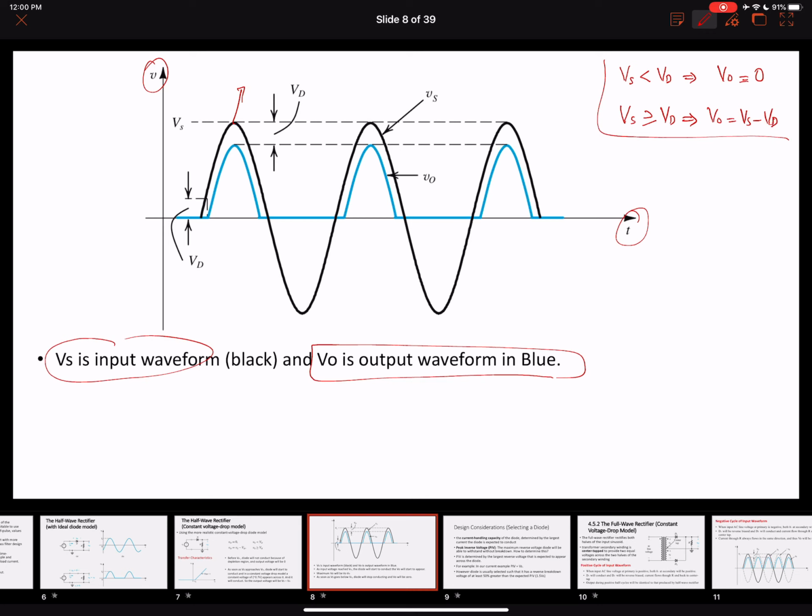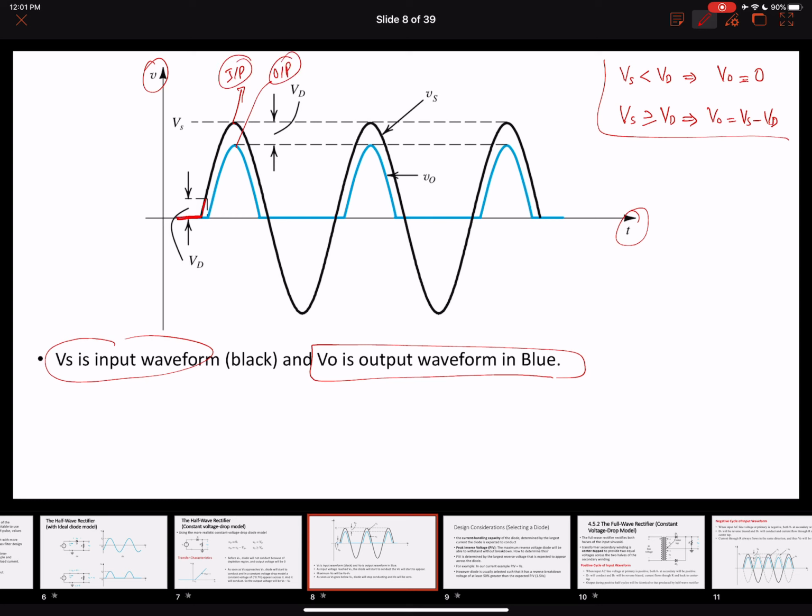Now, let's start to look at these waveforms. In this case, everything is 0, so the diode will be reverse biased, and the output will be 0 as well. Now what will happen during this phase, right? So this is the input and this blue is the output.